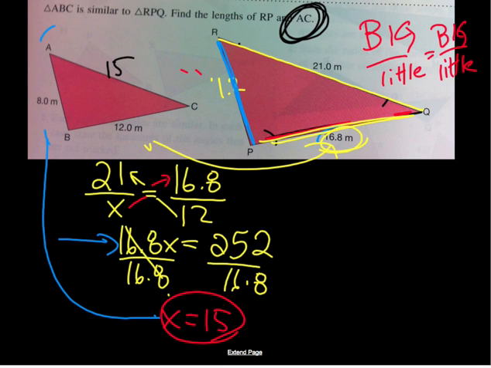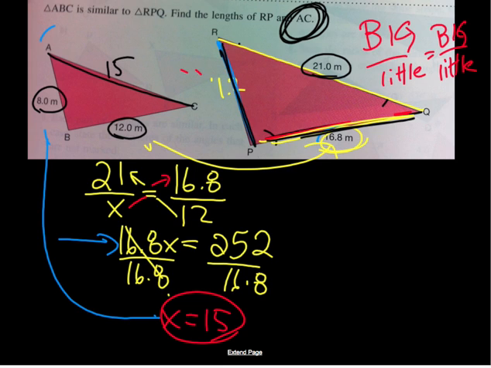Is that a reasonable value? Well, it's the longest side, and it's bigger than 12, and it's bigger than 8, so that seems reasonable because this side is the longest between 16.8 and 11.2. So if that's the longest side, this corresponding side also has to be the longest side in the small triangle.